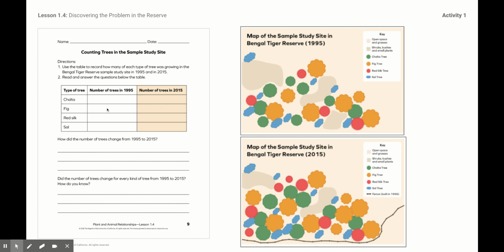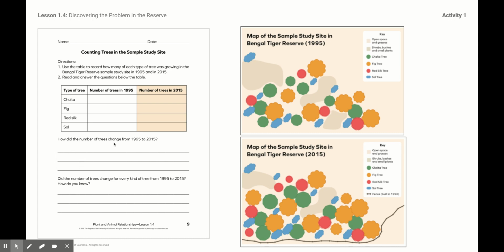You're going to again do that for the fig. So you're going to go to the map in 1995, count the fig trees and put them here. And then you're going to look at the 2015 map and you're going to count the fig trees and put that number here. Do it again for the red silk and the sal tree. So once you finish filling out your table, you're going to then go down to these 2 questions and you're going to use the information to answer it.